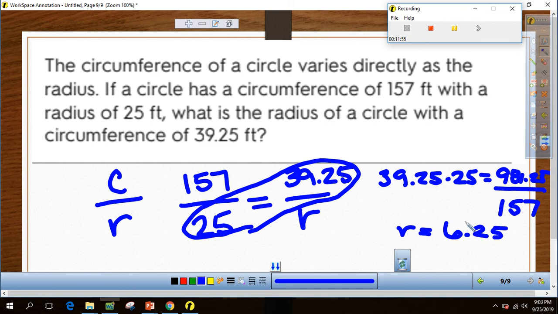Make sure that you're checking for reasonableness. If the circumference went down, you know your radius should go down as well. So that's one thing to kind of keep in mind, is the reasonableness of your answer.